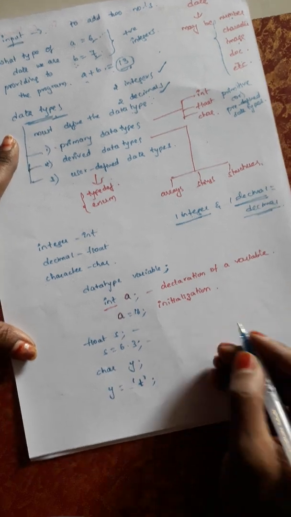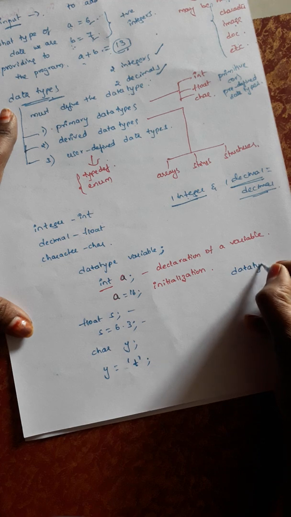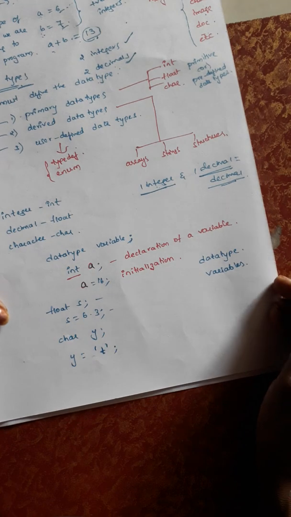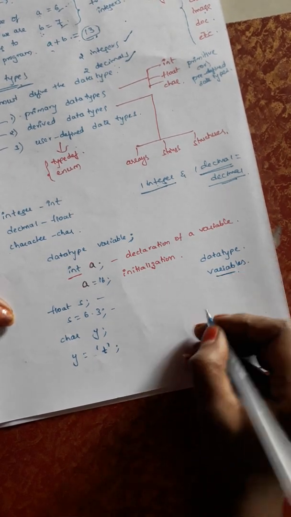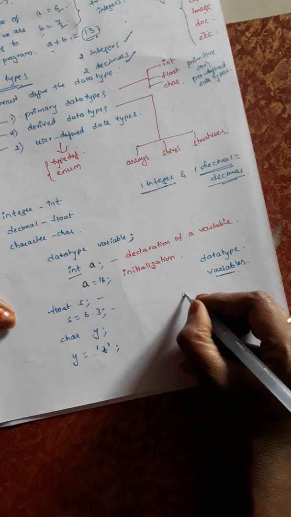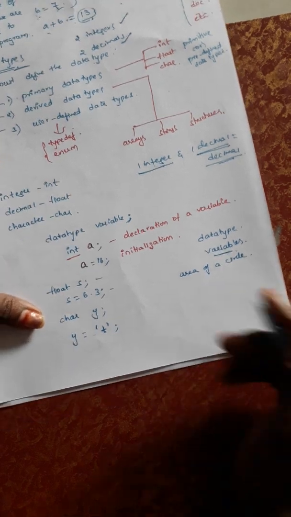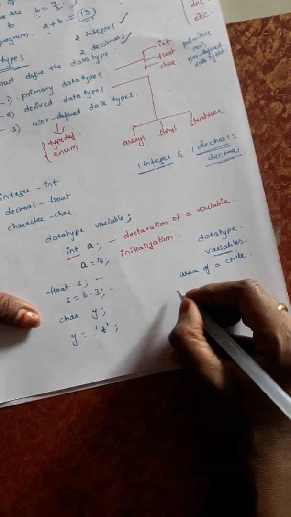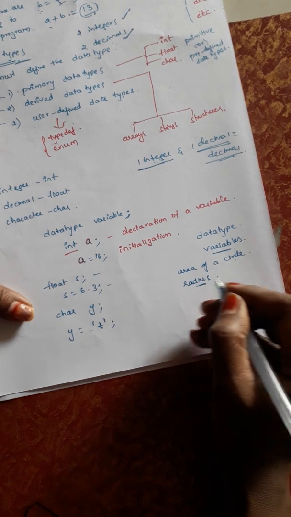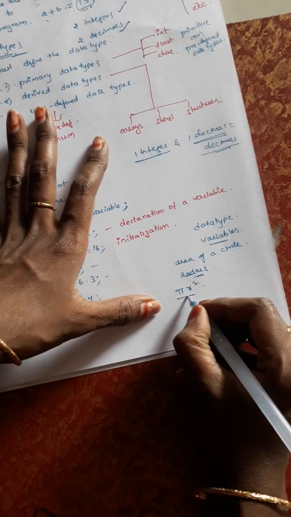So, the continuation of the previous video. Here we define the data types, and here we use the data types to define the variables. In simple words, what does a variable mean? For example, here we are finding the area of a circle. To find the area of a circle, what do we need? Radius. What is the formula for the area of a circle? Pi r square.